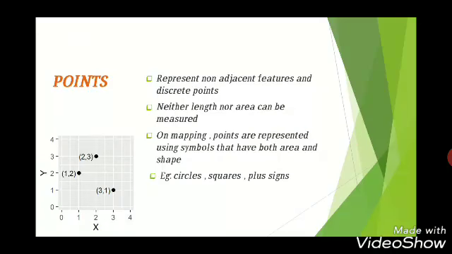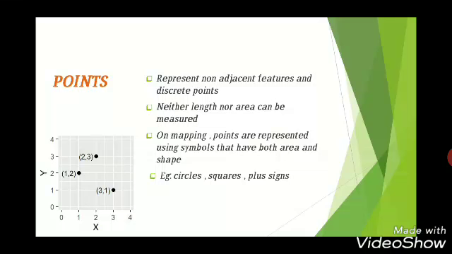They are used to represent non-adjacent features and discrete points, that is, the specific location of each geographic feature. They are composed of one coordinate pair representing a specific location in a coordinate system. Since they have zero dimension, neither length nor area can be measured using this database. By definition, a point cannot be seen since it has no area. But in practice, when they are being mapped, the points are represented using symbols that have both area and shape, for example, circles, squares, plus signs.